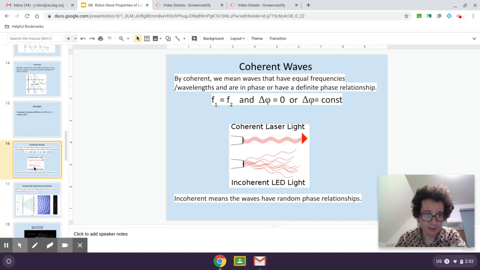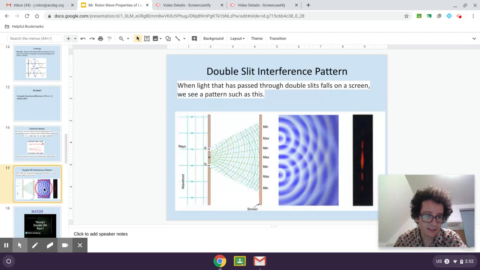So to have interference, we need waves that are constant in terms of phase difference, and that have the same frequencies or wavelengths. That's for what we want to do with that.